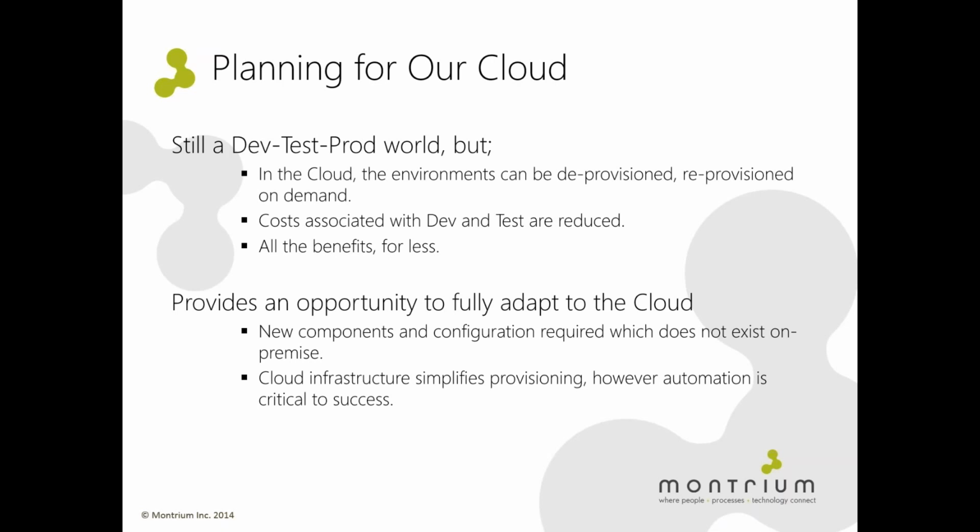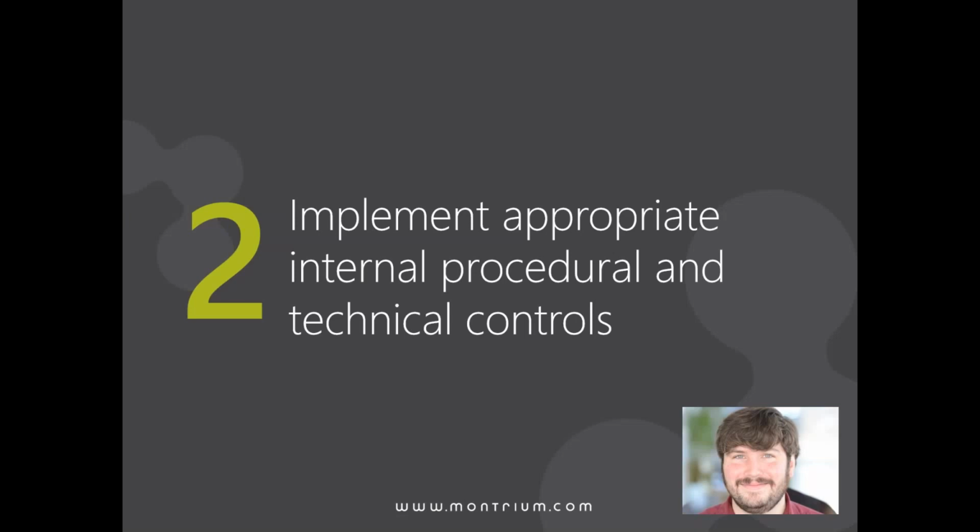And finally, this allowed us to really adapt to the cloud. There were new components, new configuration, regions, and upgrade domains and things that we'll talk about later on that we really optimized to make our system really cloud ready. Now, that cloud infrastructure simplifies the provisioning. However, automation, as we developed in our proof of concept, really made the project a complete and total success. So at this point, we have developed our proof of concept. We decided on our platform as Azure Infrastructure as a Service, and we'd begun to write our risk assessment.